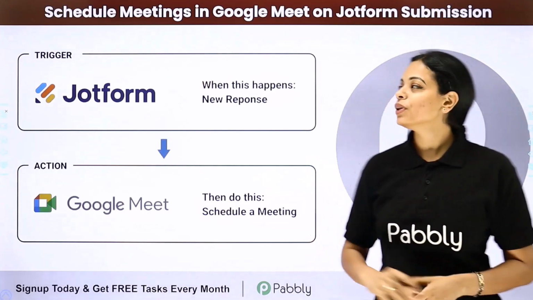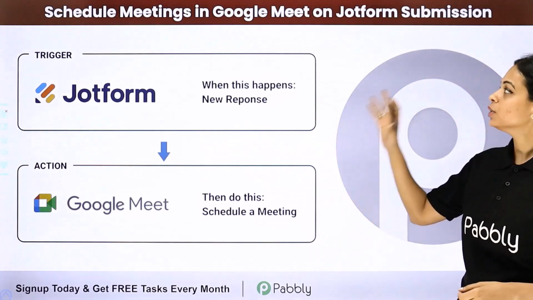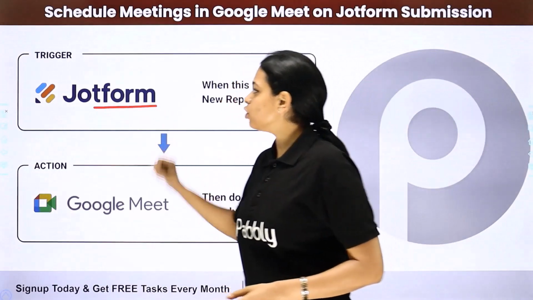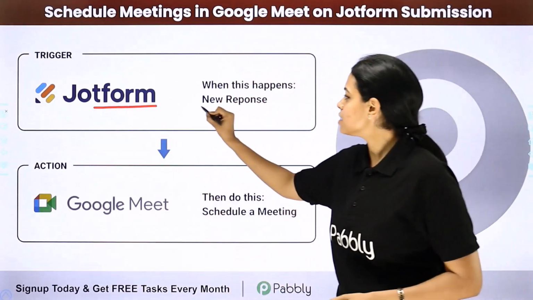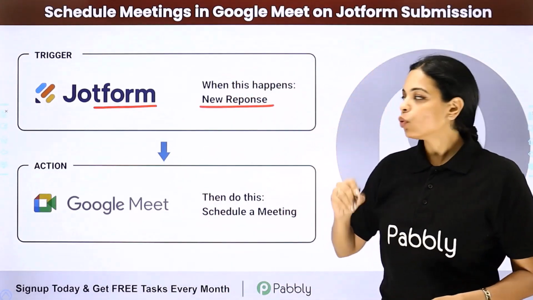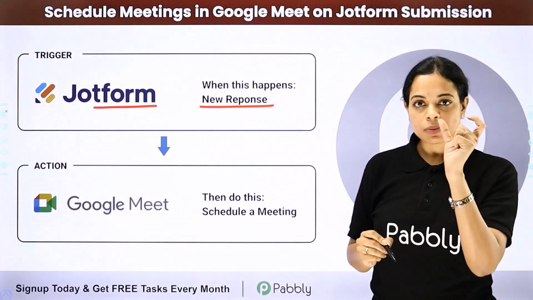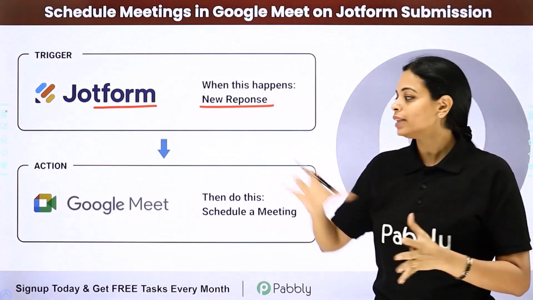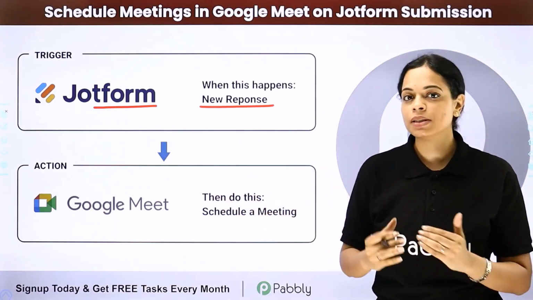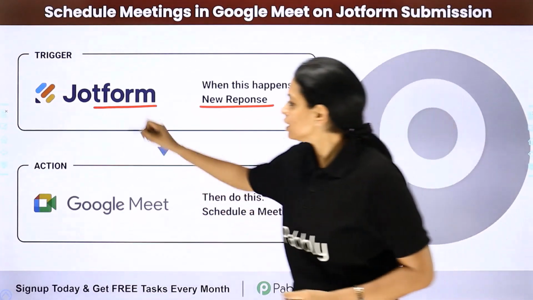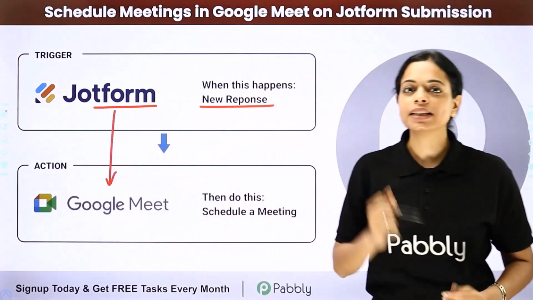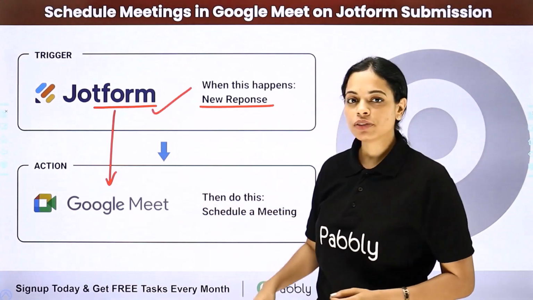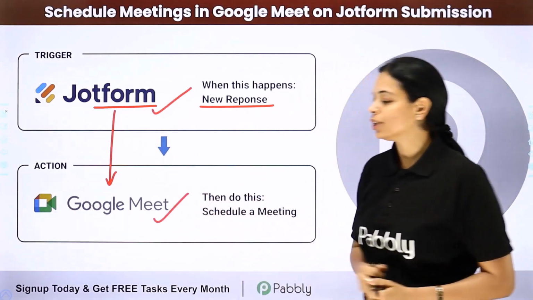In this video, we are going to see how to schedule meetings in Google Meet on Jotform submission. So let's say you're using Jotform as a form builder application where every time a new response is received, you have scheduled a meeting, and now you want to connect it with Google Meet so that a meet can be scheduled. For this, you will have to integrate the two applications, and the same thing can be done using Pabbly Connect software. So here, your trigger application will be Jotform and your action application will be Google Meet.